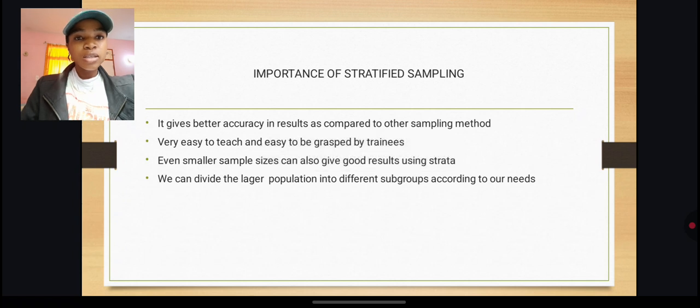Importance of stratified sampling: it gives better accuracy in results as compared to other sampling methods. Very easy to teach and easy to grasp by trainees. Even smaller sample sizes can also give good results using strata. We can divide the larger population into different subgroups according to our need.